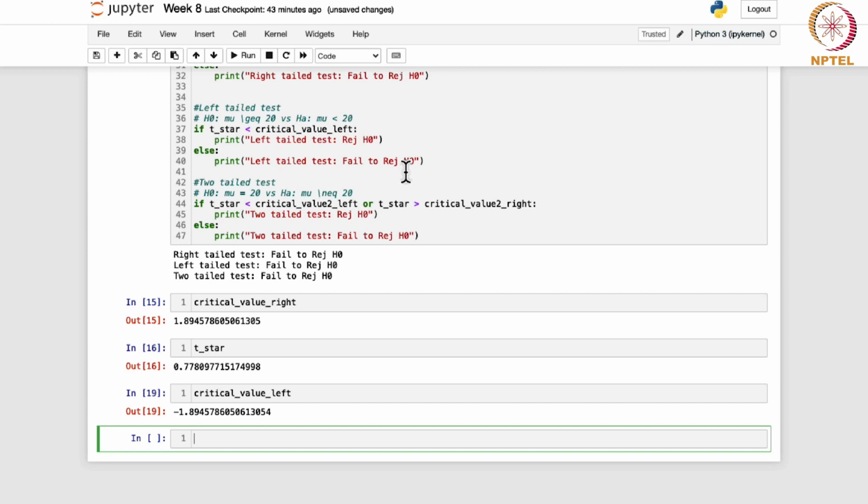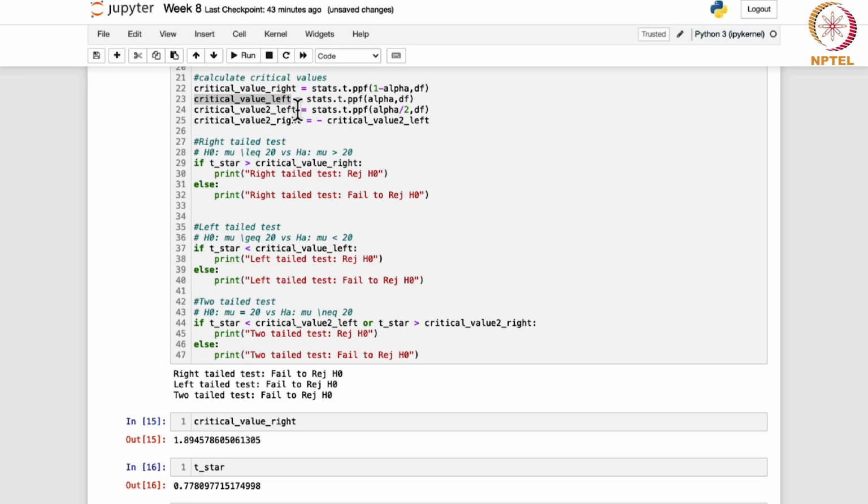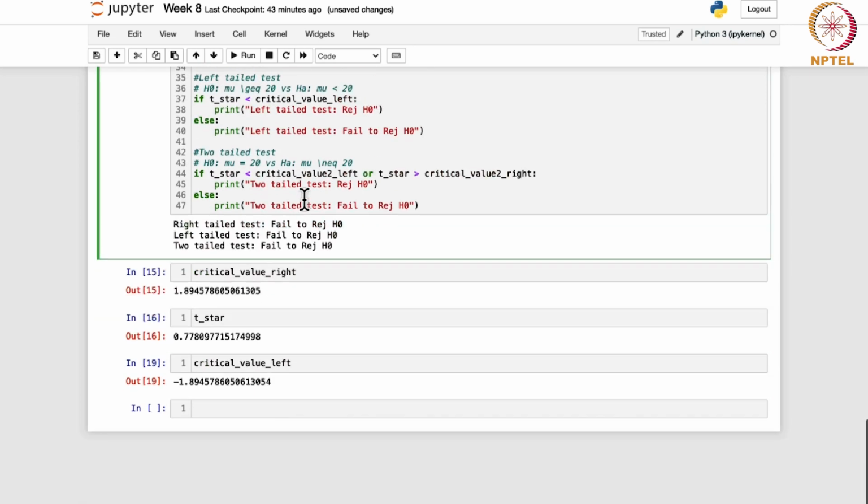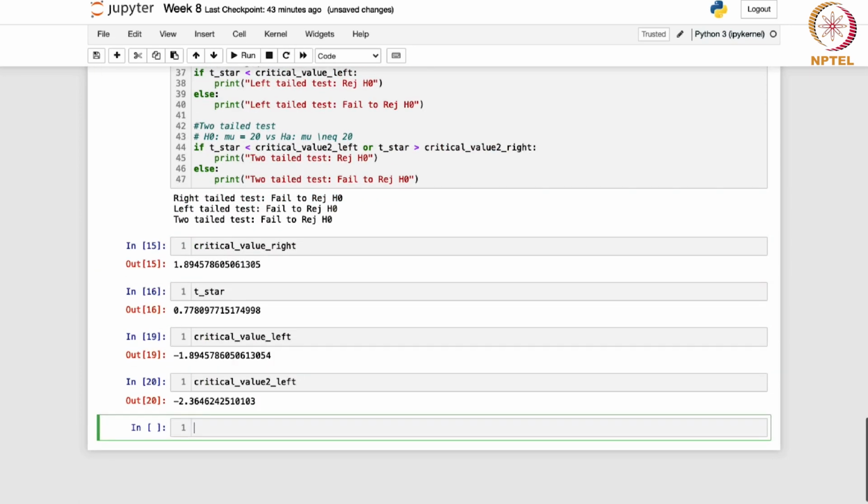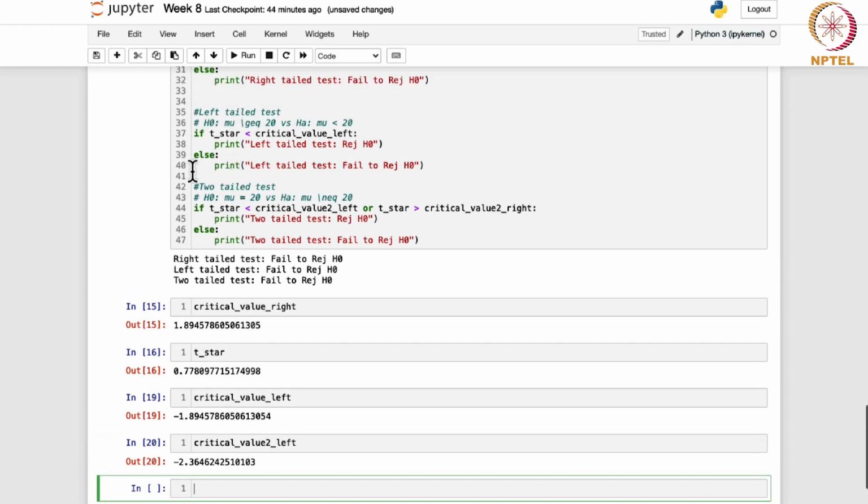And likewise, if you consider your two-tailed also, so let me just check. It is minus 2.36, right? So to the left it is minus 2.36 and the right tail would be 2.36. So your value t star is 0.77, so it does not fall in the rejection region, and hence we can conclude that you failed to reject the null hypothesis. If you want to give a proper printout statement for this, you can add after here. It would print the corresponding critical values.